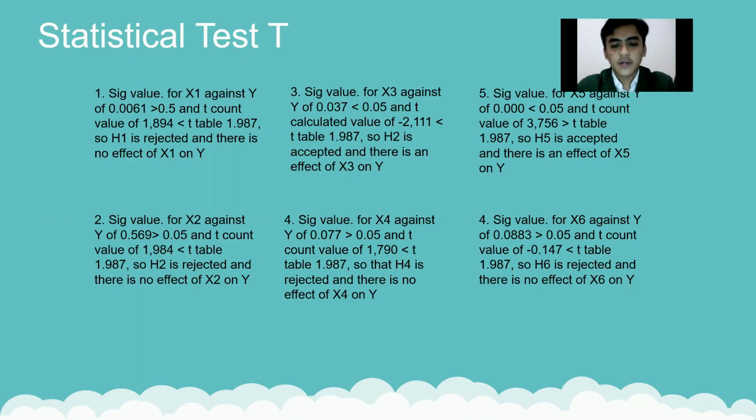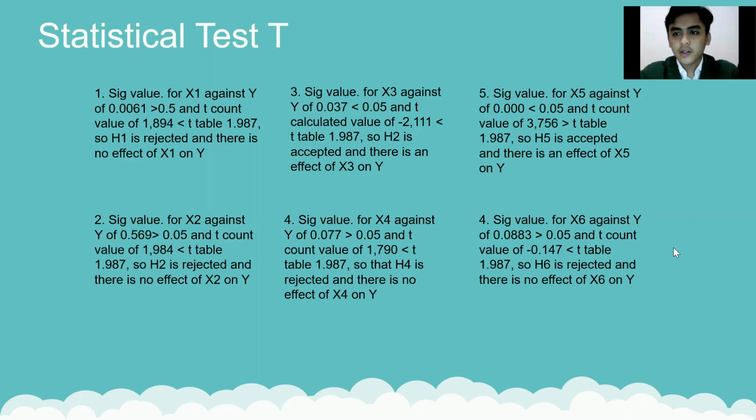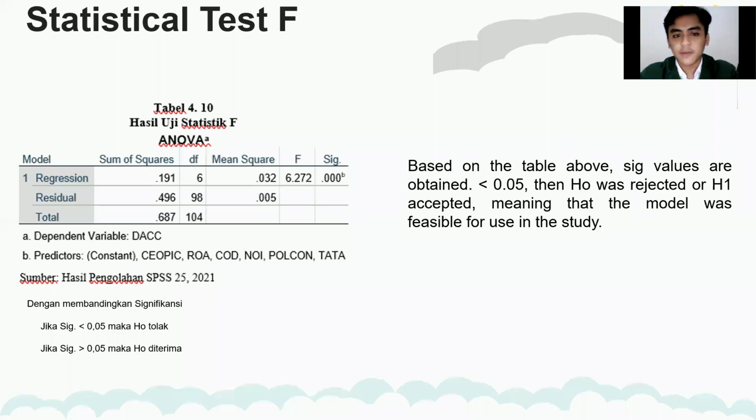For the significant value for x4 against y is 0.077, which is greater than 0.05. So x4 is rejected and there is no effect of x4 on y. And number 5 is variable x5. x5 is lower than 0.05, and so x5 is accepted and there is an effect of x5 on y. And the last one is x6, which is rejected and there is no effect of x6 on y.